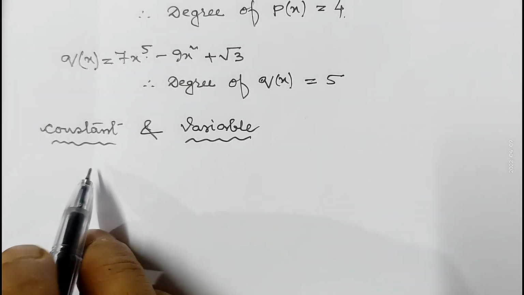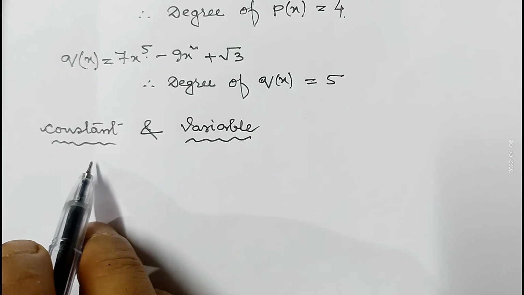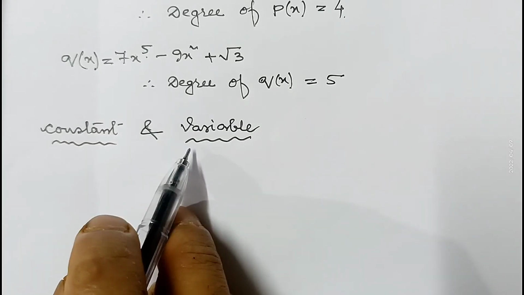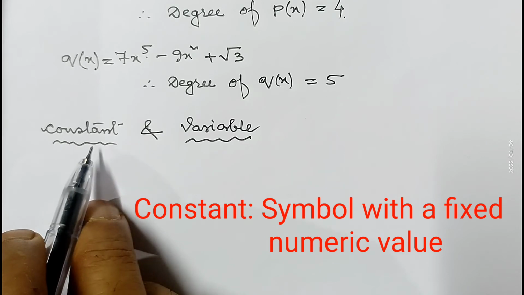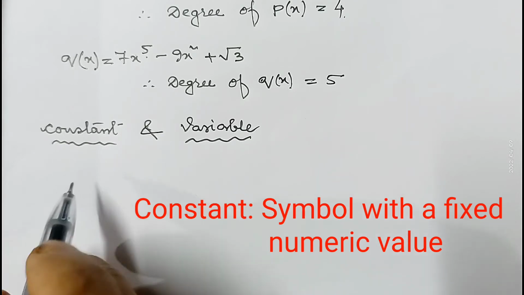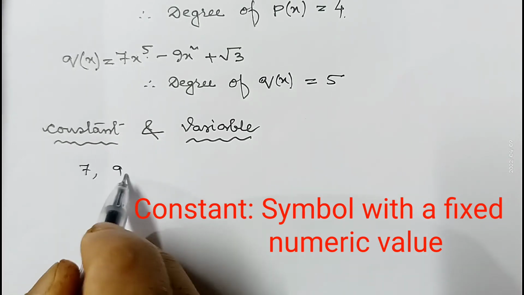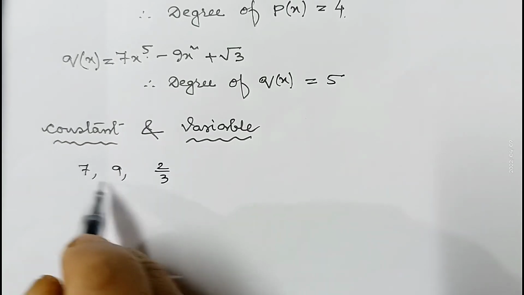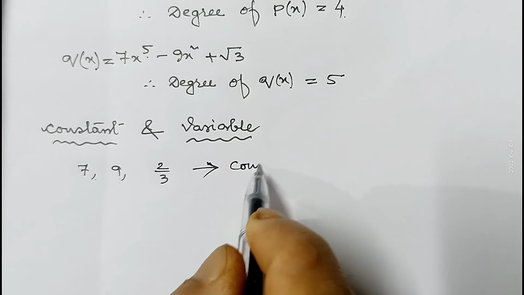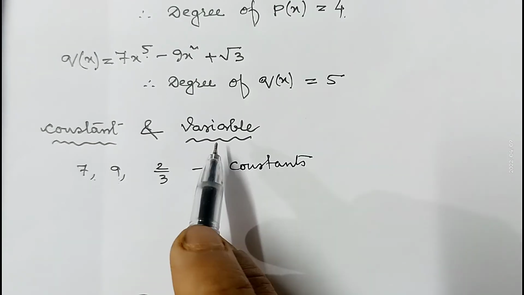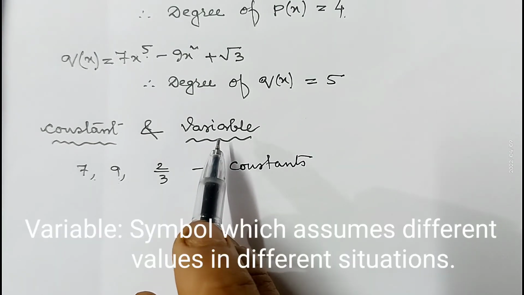The next two terms which are very important in this chapter are constant and variable. Now what is a constant? The symbol which has a fixed numerical value is called a constant. Suppose 7, 9, 2 by 3. These type of terms are called constants. Now what is a variable? The symbol which assumes different values in different situations is called a variable.